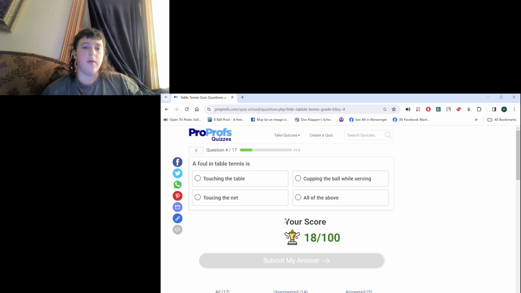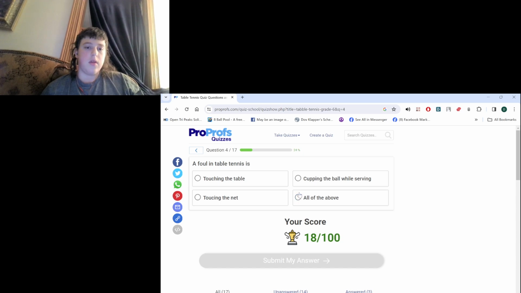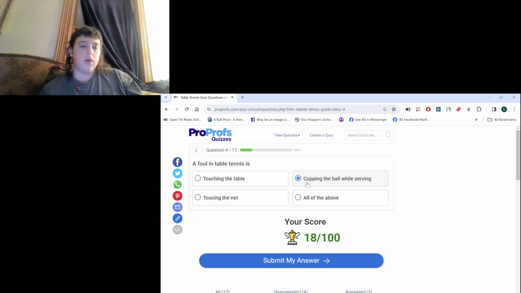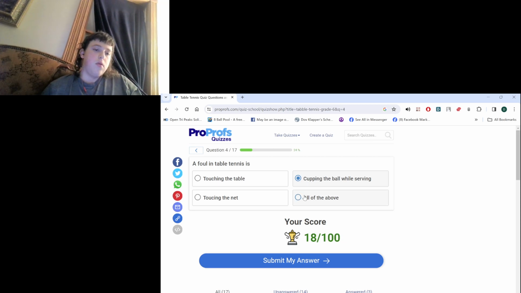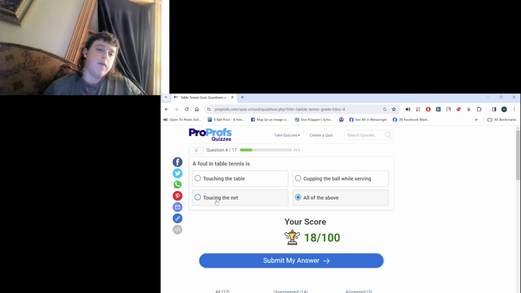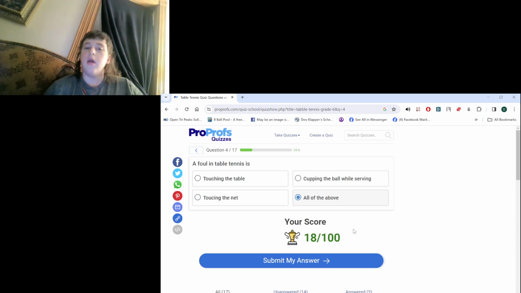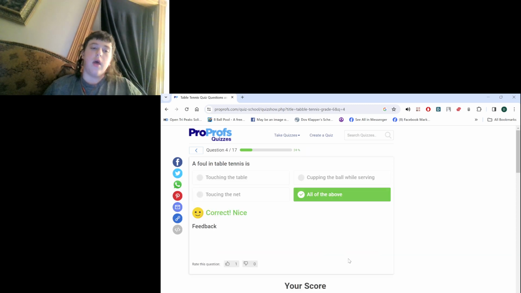A foul in table tennis is touching the table, touching the net, cupping the ball while serving. So I think they mean a let. I'm not actually sure. I think they want me to say all the above, and they misspelled touching here. How fun! But this is actually just called a let. It's not a separate thing.